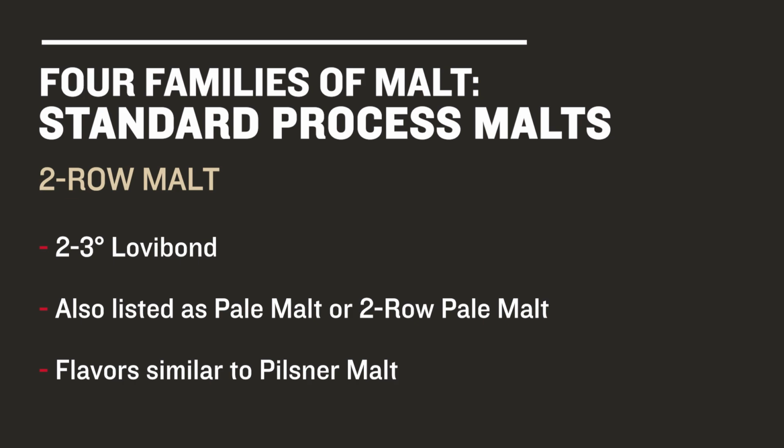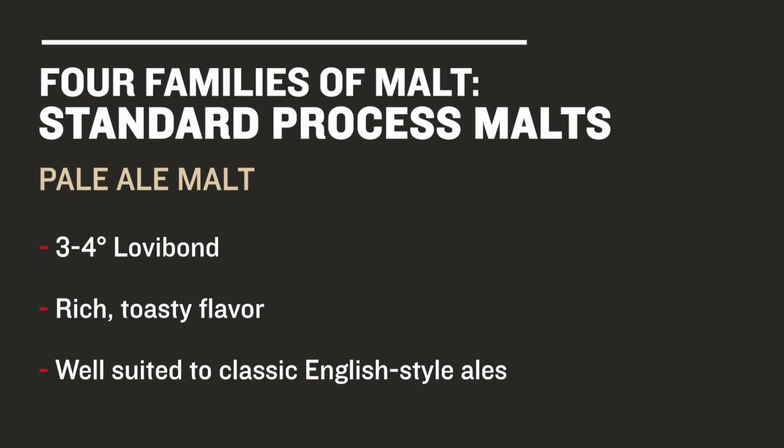This is an all-purpose base malt that shares many flavor characteristics with Pilsner malt. In literature, you may see it written as either pale malt or two-row, but here I'll refer to it as two-row for clarity. Pale ale malt adds to the confusion. Despite the nearly identical name, pale ale malt is distinct from and one step darker than two-row, usually 3 to 4 degrees Lovibond. It has a somewhat richer and toastier flavor than two-row and is well suited to classic English-style ales.